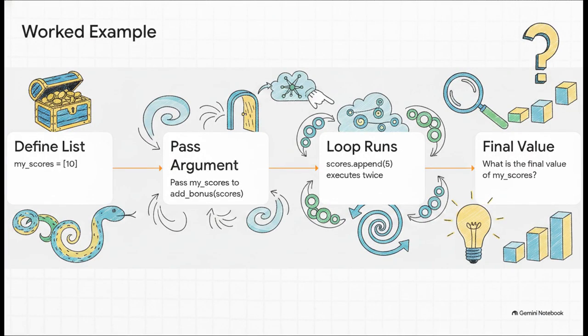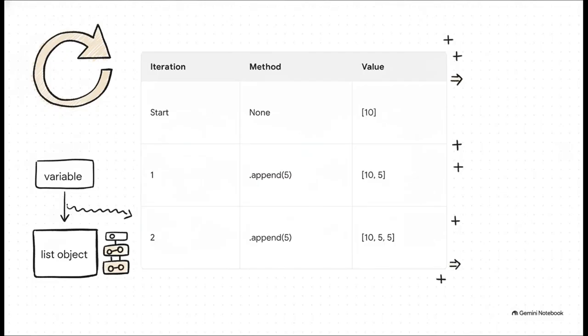Okay, let's see how this all comes together in a worked example. This is exactly the kind of scenario you're going to see on an assessment. First, we define a list, my_scores equals a list containing the number 10. Simple enough. Second, we pass my_scores into a function called add_scores, which takes a parameter called scores. Inside that function, we have a for loop that runs a .append method adding the number 5, and it runs exactly twice. So the big question here is, what is the final value of our original variable, my_scores, after the function finishes its job?